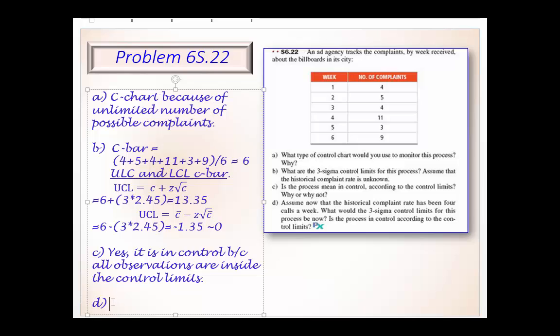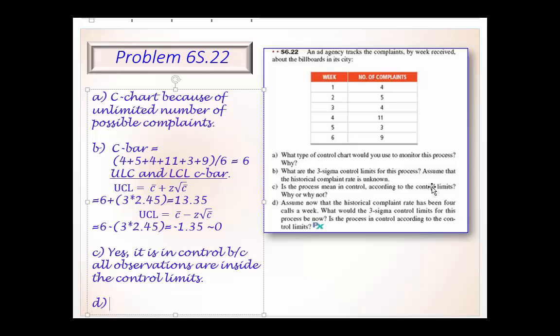Now for part D it asks us, assume now that the historical rate has been 4 calls a week. What would the 3 sigma control limits be for this process? And is this in control? All right, so now they're saying, instead of 6 being C bar, now C bar is 4. And so they want to know if this would be in control.